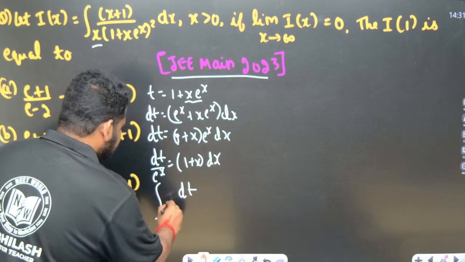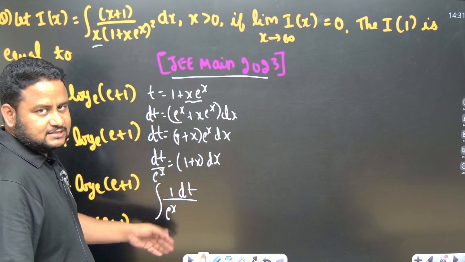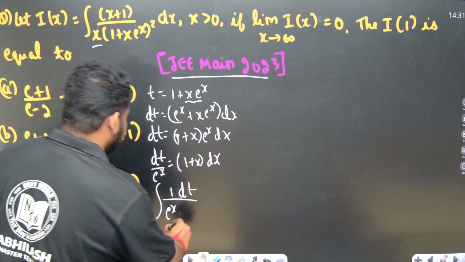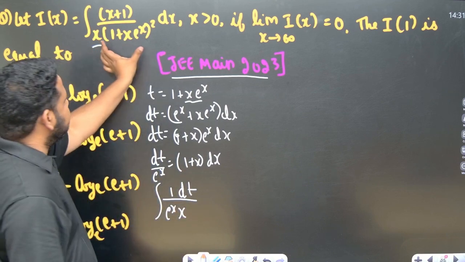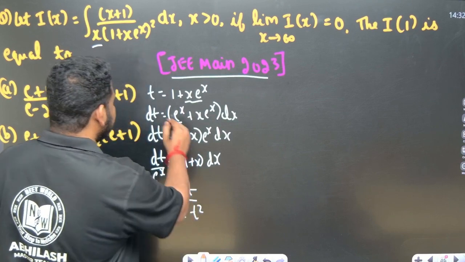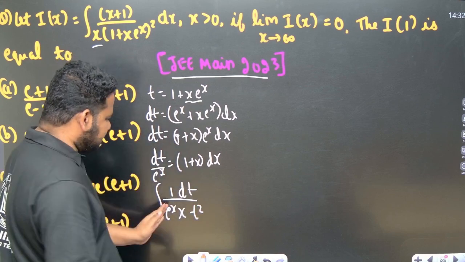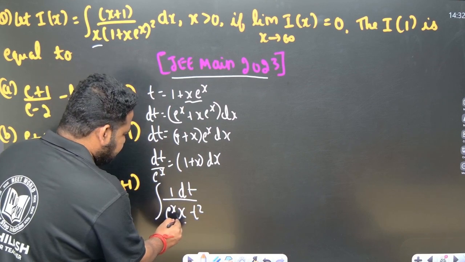This will be dt by e power x, not ex. Whatever is within the bracket, we took as t, so this will become t square. Now, I told you t is equal to 1 plus x into e power x. So here we have e power x into x, or x into e power x.